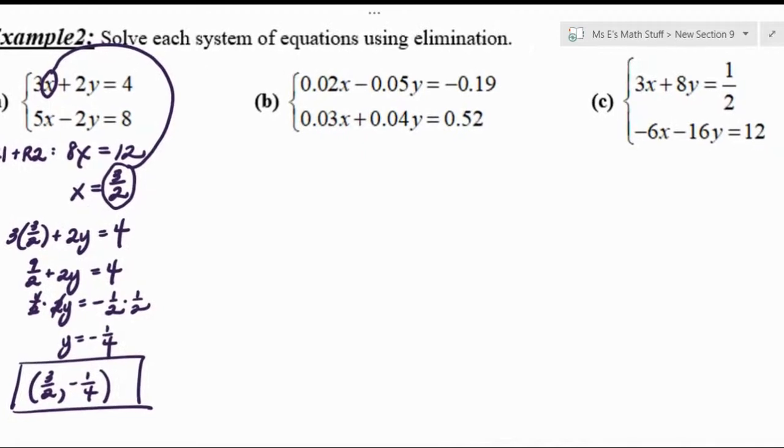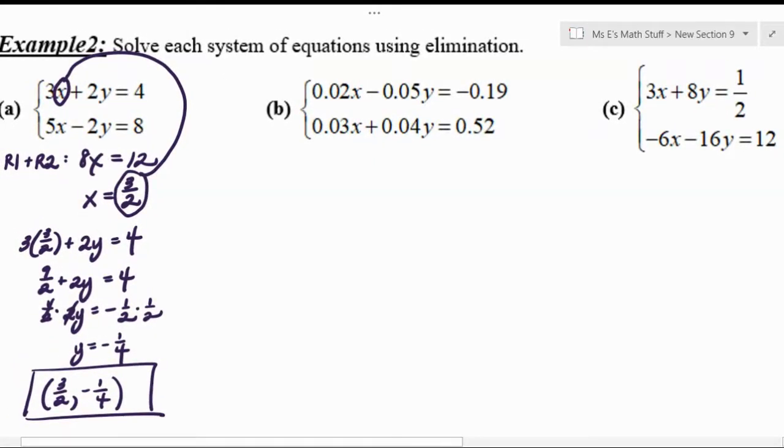Some people at first look at part B and feel a little frazzled, I think, because of all the decimals. But you can scale equations up or down as needed, okay? So what I'm going to do is just clear the decimals out like this. I'm going to do 100 times row 1. If I did that, then I'd end up with, instead of 0.02x, 2x, and then minus 5y, and then equals negative 19. And then I'm going to do the same thing to row 2. 100 times row 2 would give me 3x plus 4y equals 52.